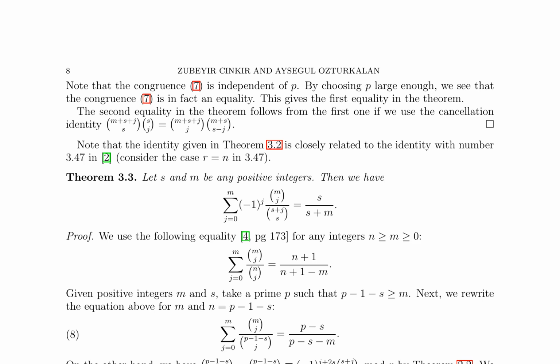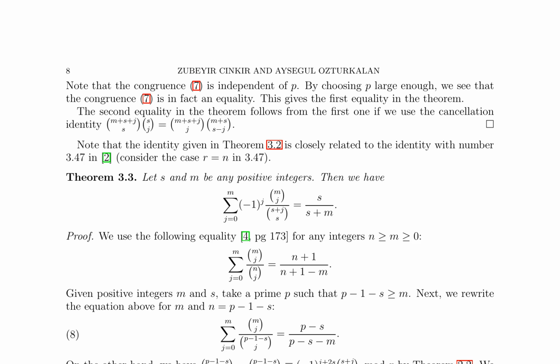The development of a novel identity related to congruences is the primary focus of this research. It begins by highlighting the independence of the congruence, 7, from P, leading to an equality. This equality is then used to derive the second equality in the theorem. The identity is closely related to a similar identity in 2.